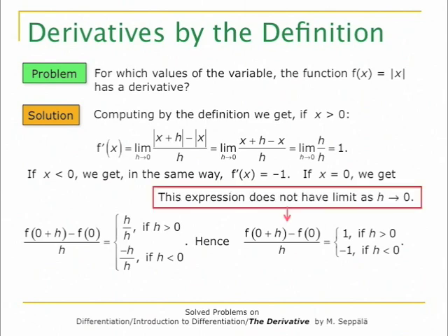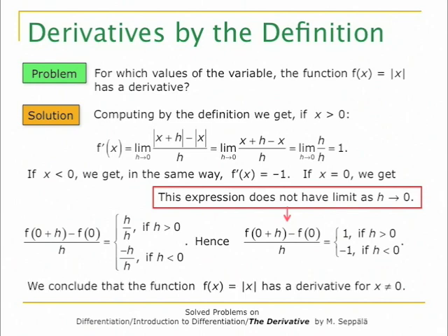And this means that this expression does not have a limit as h approaches 0. It does have one-sided limits, but the one-sided limits are 1 and negative 1, and they do not agree. Therefore, there is no limit, and we conclude that the function absolute value of x has no derivative for x equals 0 and has a derivative for x different from 0.